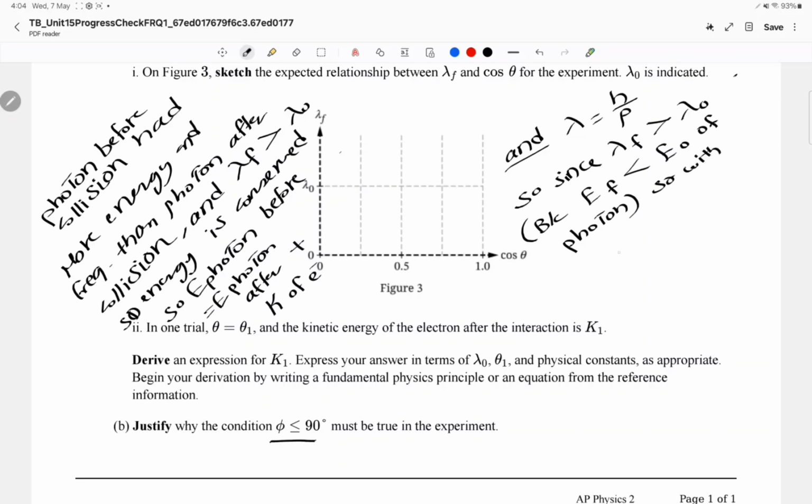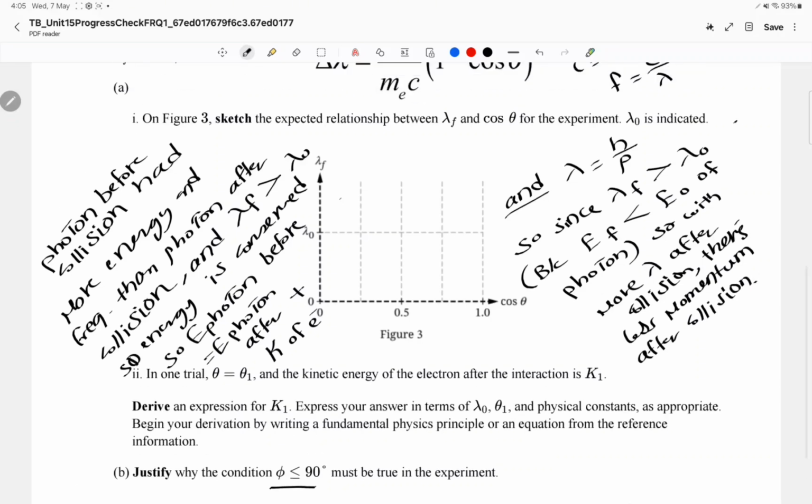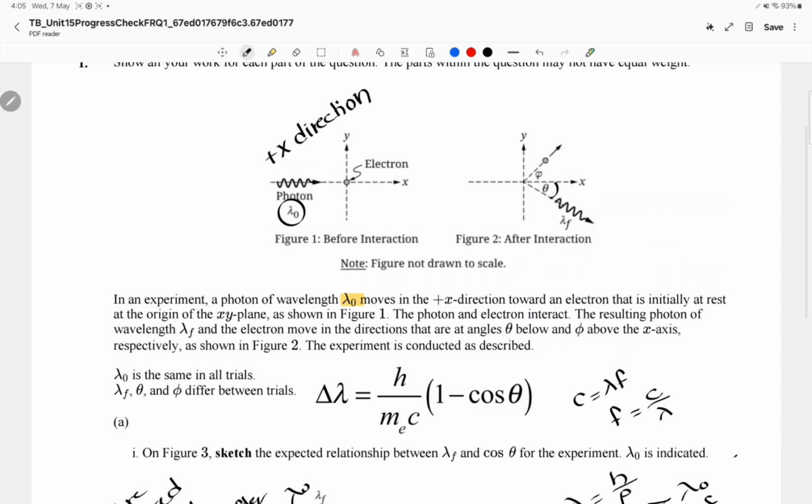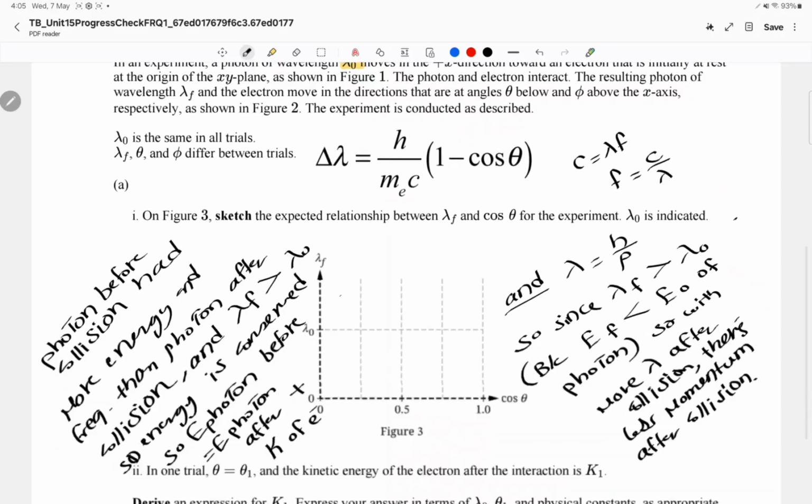So with more lambda after collision, there is less momentum after collision. Now, what was the original direction of the photon? It was in the plus x direction, correct? So here we are still within the plus x direction. We still are. We're just at an angle, okay?